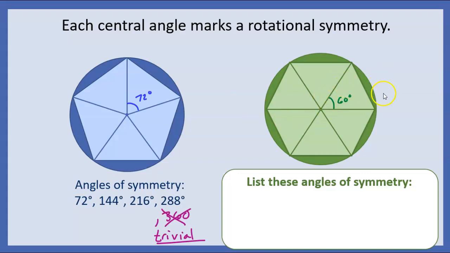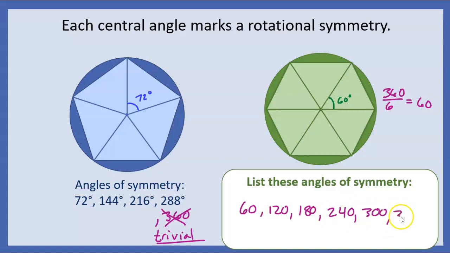So let's see, we have 360 divided by, oops, not divided by 60, divided by 6. We said that is 60. So we're just going to add 60 over and over. 60, 120, 180, 240, 300, 360. We say, oh, 360, we don't include that one. So then we stop. So those are all of our rotational angles of symmetry for a regular hexagon.